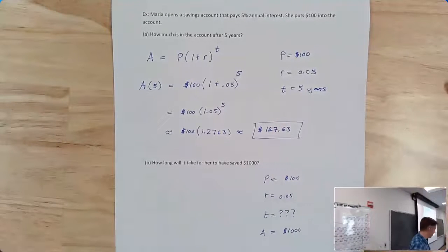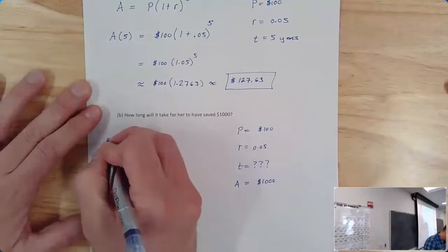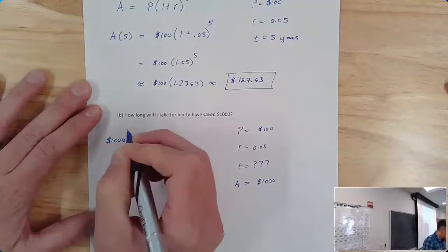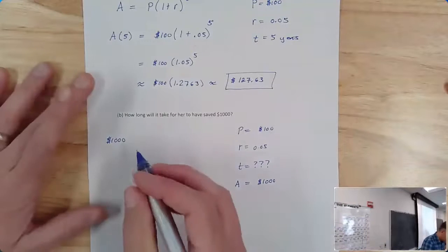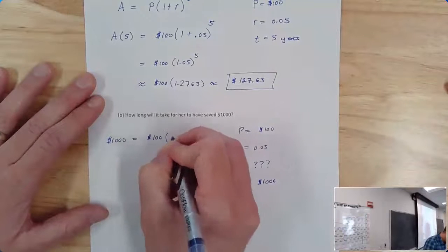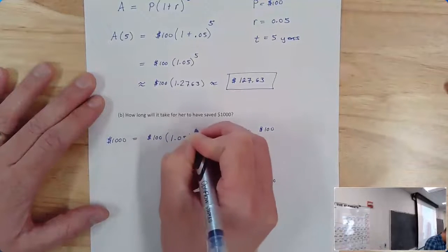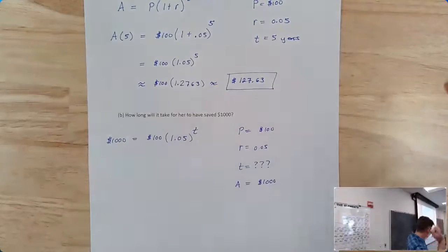So the idea is we're going to substitute all of the things into our formula and solve for the one thing that is unknown. So here now I'm going to have $1,000. You also don't have to write the dollar symbol when you do this. I'm doing it to be specific here, but if you don't want to write the dollar symbol every time, don't. $1,000 equals $100 times 1.05 to the t power. Okay, so now we're going to solve for t.